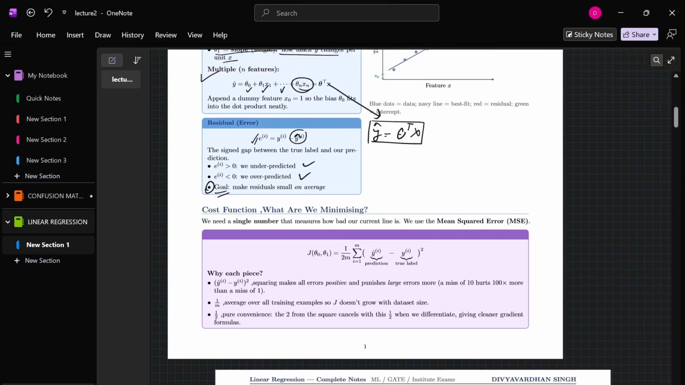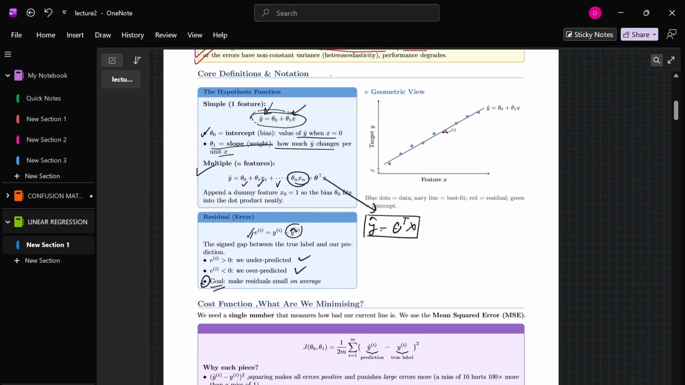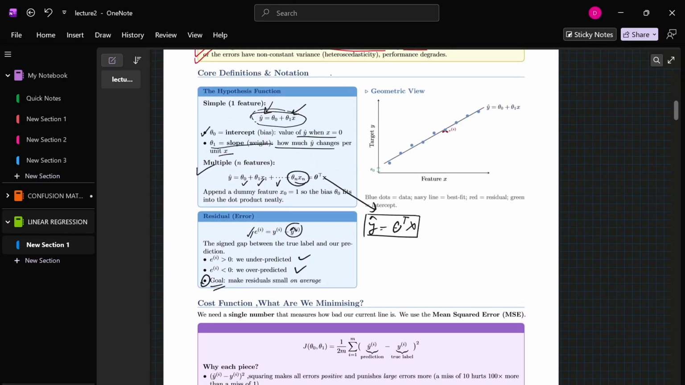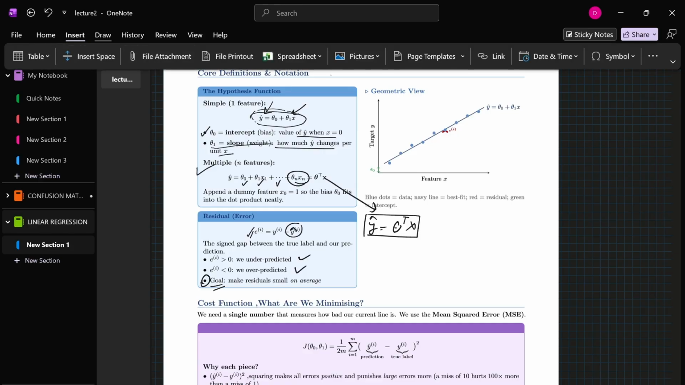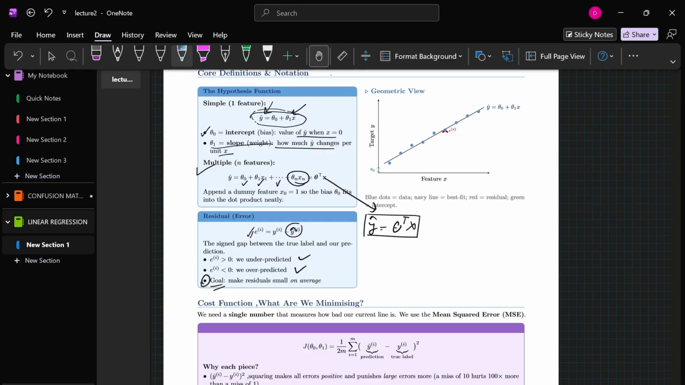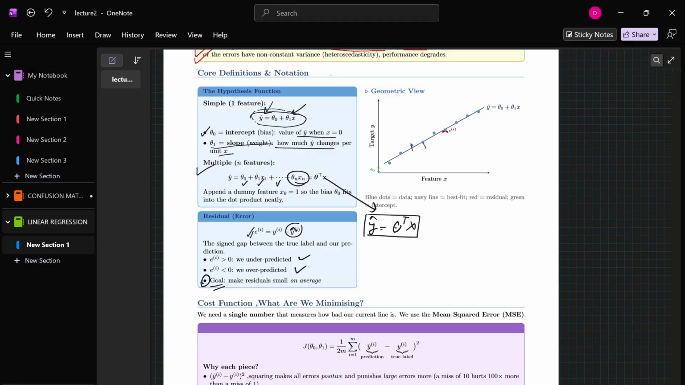Seeing this geometrically, a picture of a scatter plot is being given. Your data points are scattered around. The linear regression line is there, which you are fitting. The residuals are those little vertical gaps, the distance of each point from the line. Some of the points are above and some of the points are below. We have to minimize those gaps collectively.